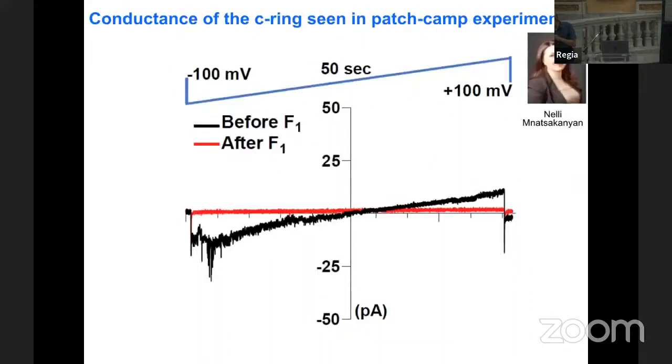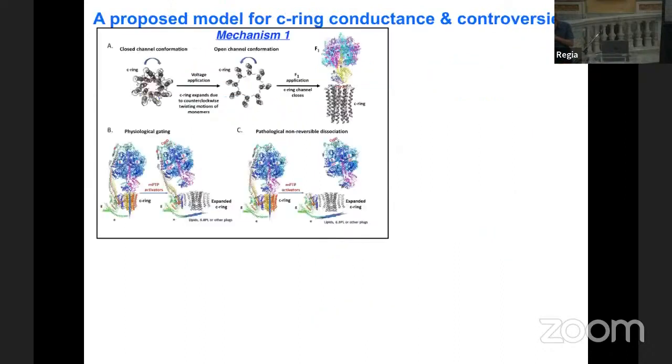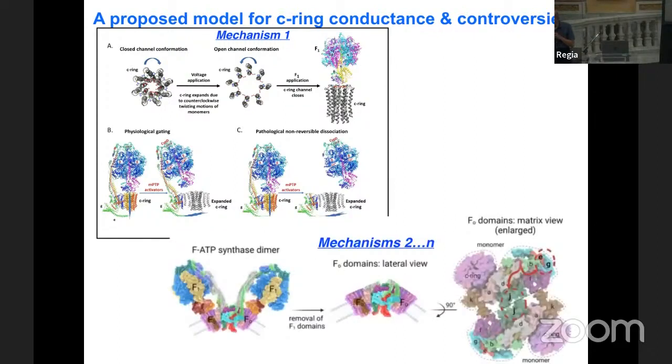And of course, where is the controversy? My colleague Nelly, who used to be at Yale and has now moved to Penn State, has actually done conductivity measurements of just the C ring of ATP synthase, the secondary channel of ATP synthase. So there is evidence for that. But what is the controversy then? One of the mechanisms is that the C ring expands after the disassembly happens, water and ions go through it, and your pore gets made.